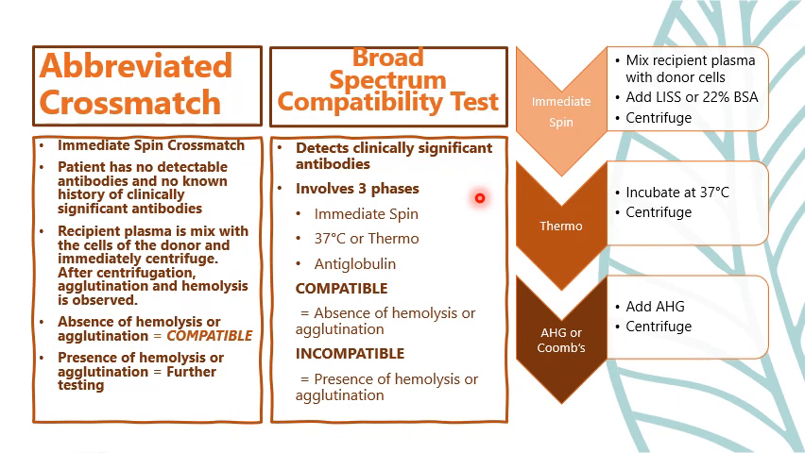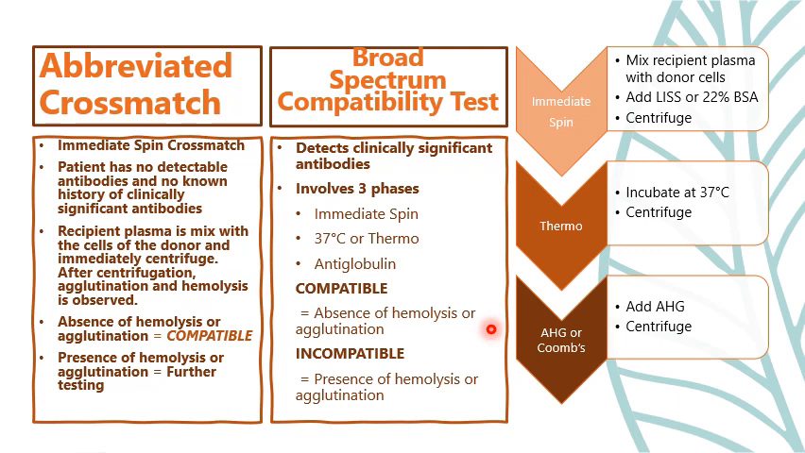So in the thermo phase, we will incubate the test tube at 37 degrees Celsius and then you will centrifuge it. So after centrifugation, you will observe for agglutination and hemolysis again. So if there is no agglutination, you will proceed to the AHG or the antiglobulin phase for the Coombs test.